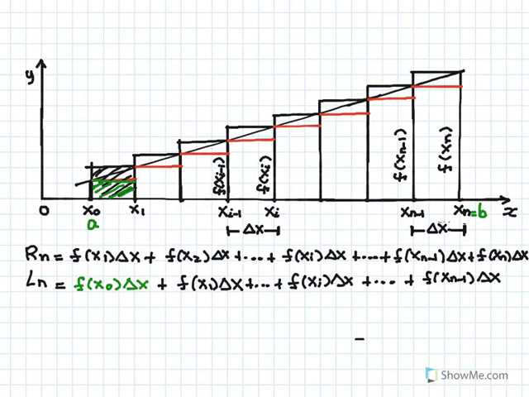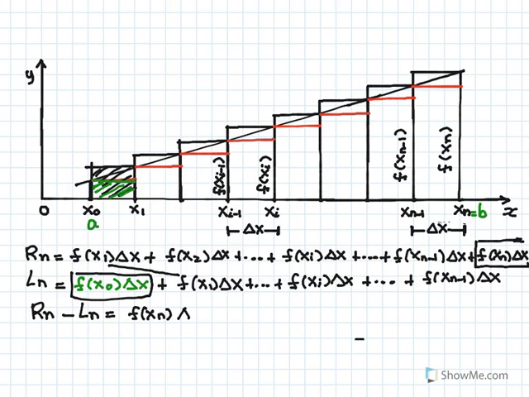We're now going to subtract these: Rn, the right-hand point rule, minus Ln, the left-hand rule. You can see if you subtract these, the middle terms are all going to cancel out. And the only thing that survives from the right-hand point rule is f of xn delta x, and from the left-hand rule it will be f of x0 delta x. So that's going to be f of xn delta x minus f of x0 delta x.